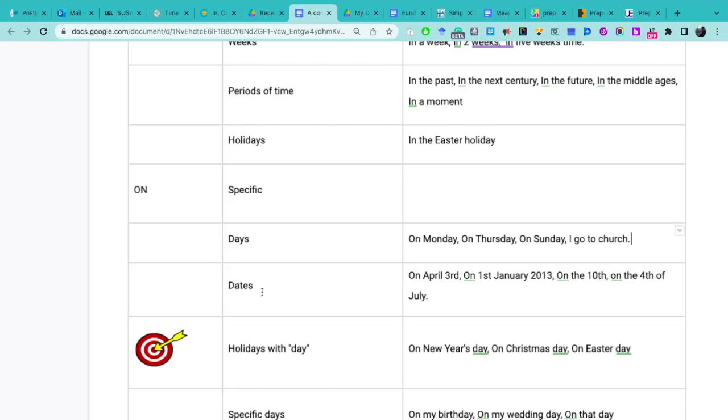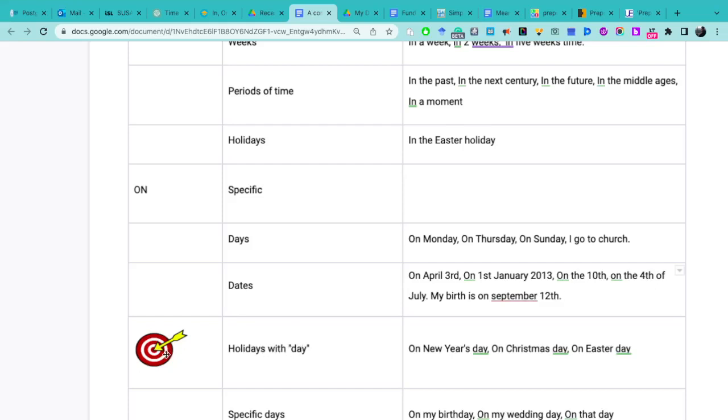With dates. On April 3rd, on 1st January, on the 10th, on the 4th of July. So we use the preposition on. My birthday is on September 12th. Holidays with the word day.